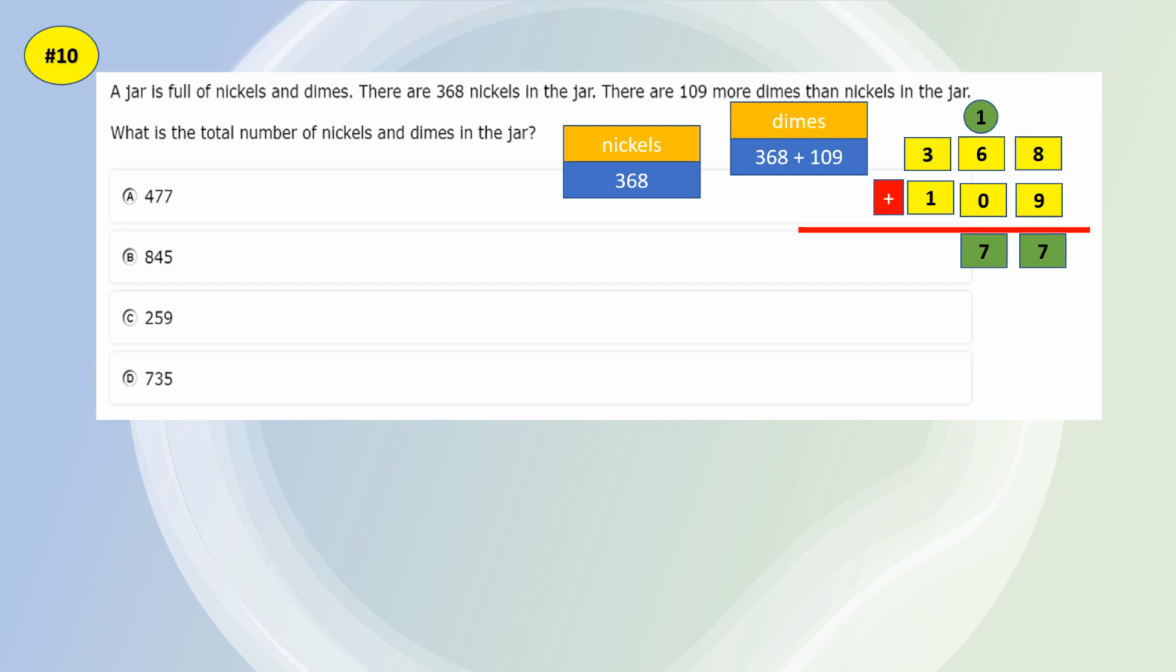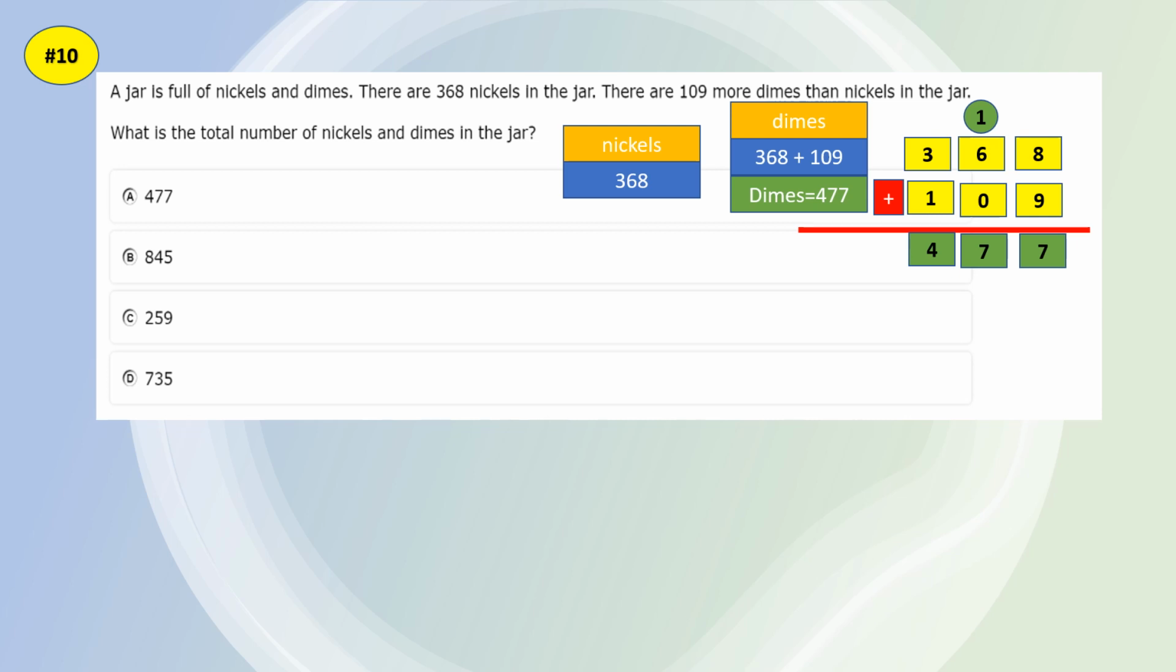Notice everything stays lined up. Keep your numbers lined up. And now I add my hundreds place. What's 3 plus 1? That's right, 4. So now I know that I have 477 dimes. So I'm going to write 477. Dimes equals 477.